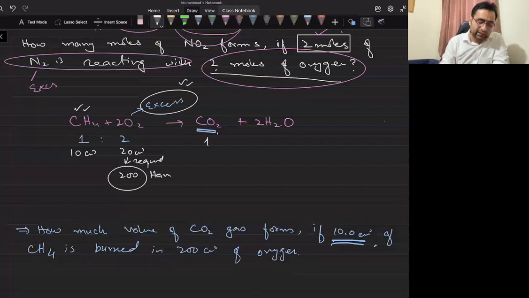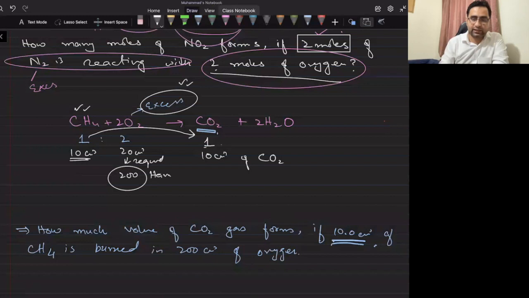Between methane and carbon dioxide, it's 1:1. So 10 cm cube of methane will release 10 cm cube of carbon dioxide gas. That is 10 cm cube, not 9.98 cm cube.